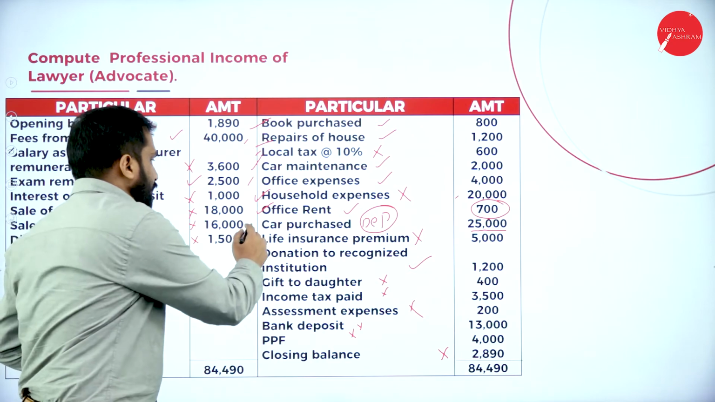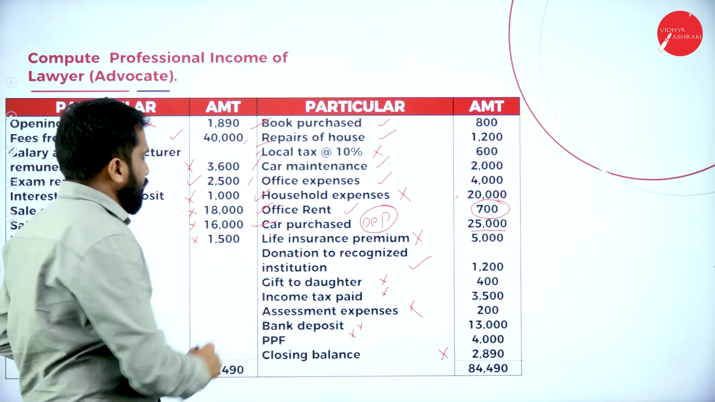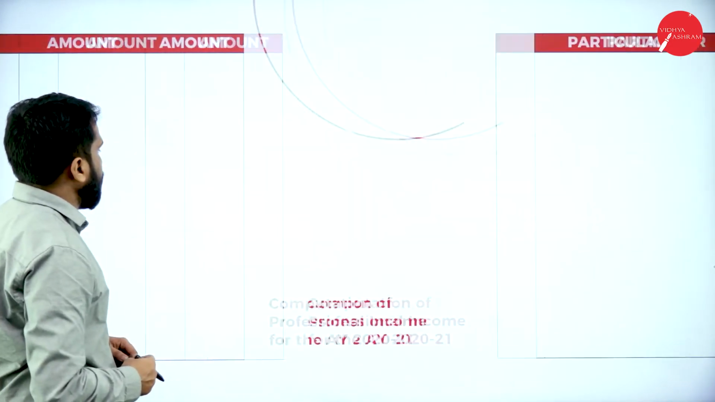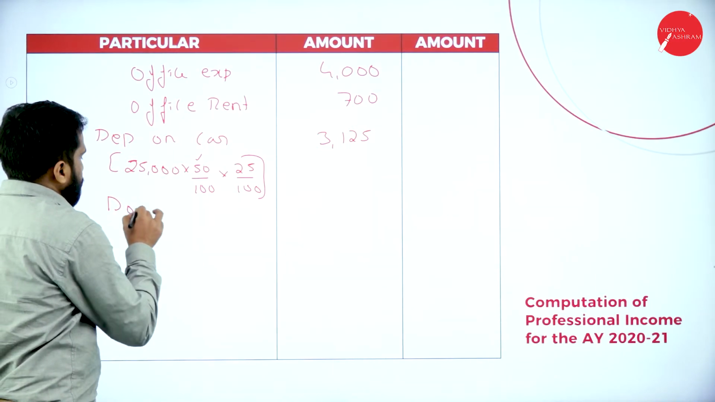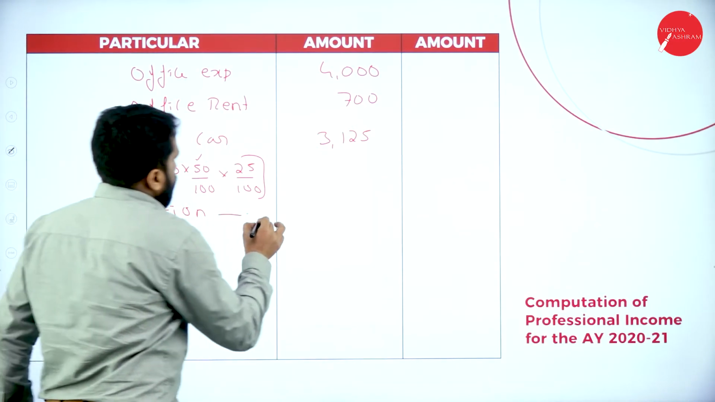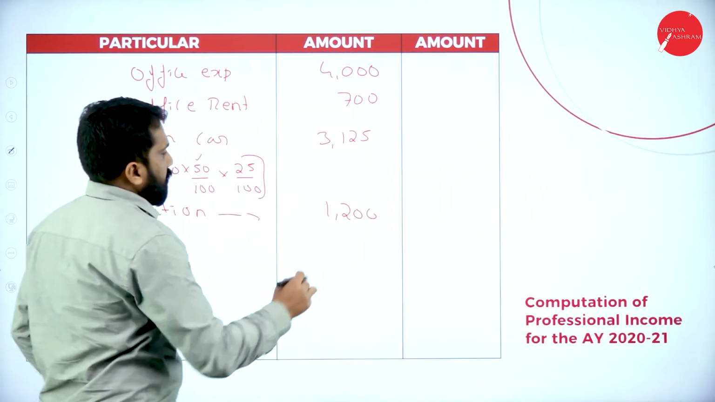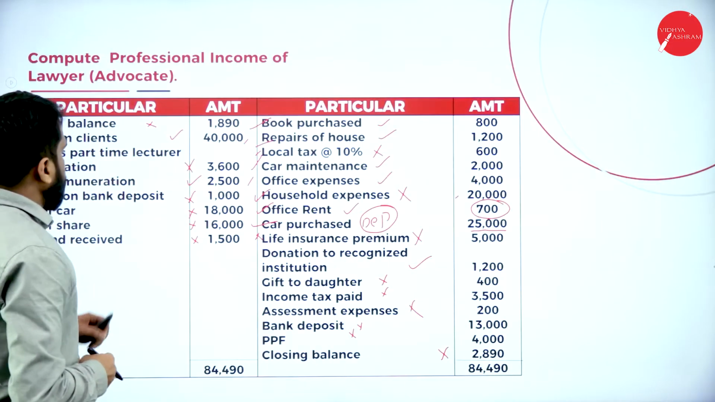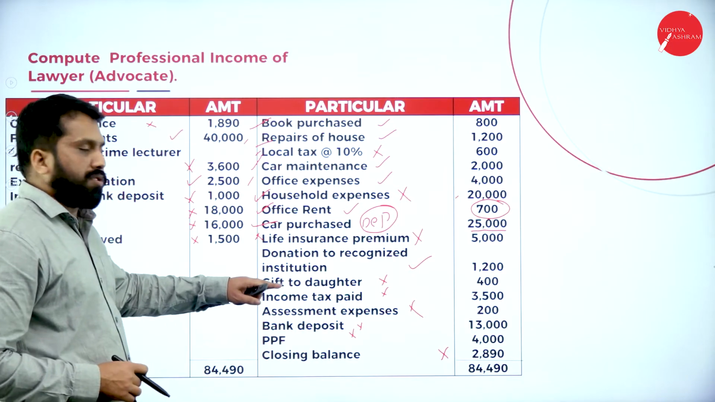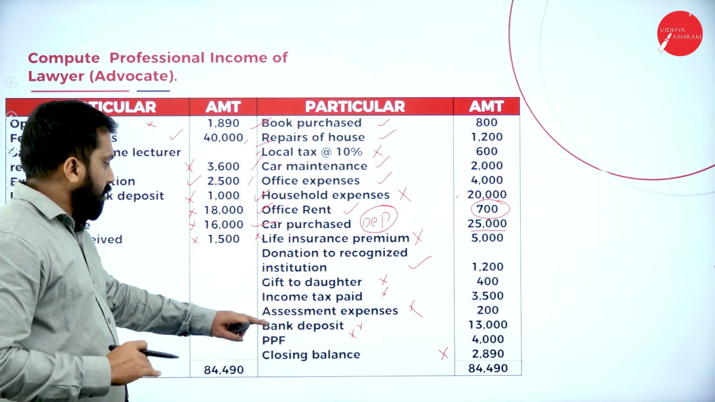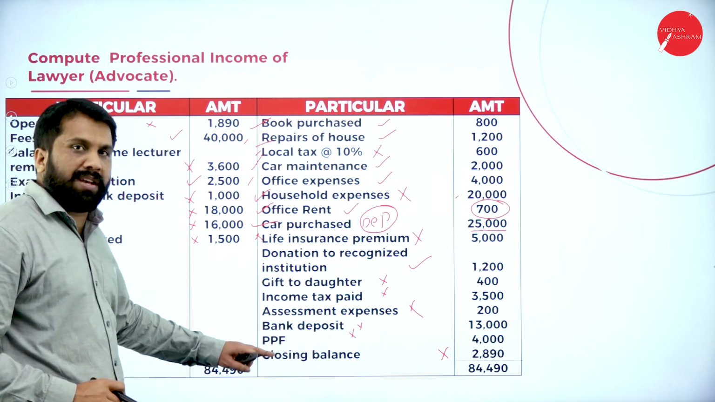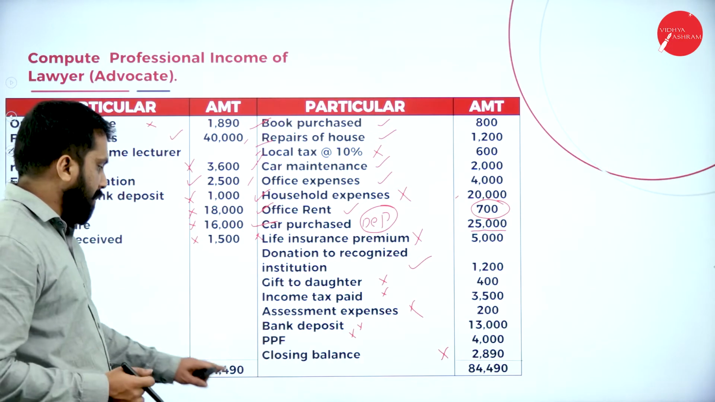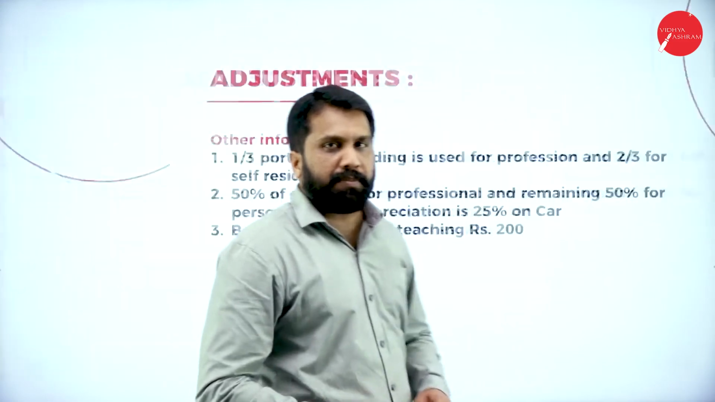After this is done. Life insurance is personal. Donation for recognized, it is 1,200. We have to assume that it is given for legal purpose. Donation 1,200. Hope you are clear. 1,200. Next. After this, institution is over. Gift to daughter, no. Income tax, no. Assessment, no. Bank, no. PPF, no. PPF stands for Public Provident Fund. Closing balance also we will not consider. Hope you are clear. Yes.